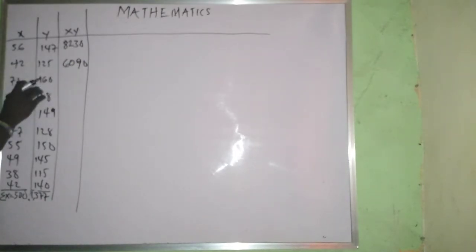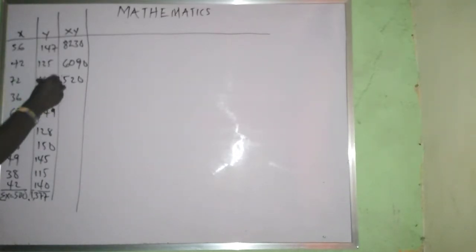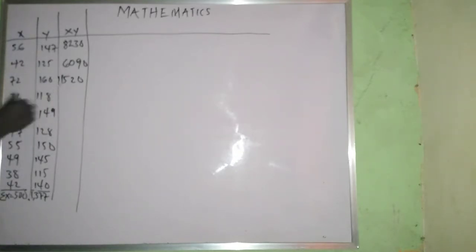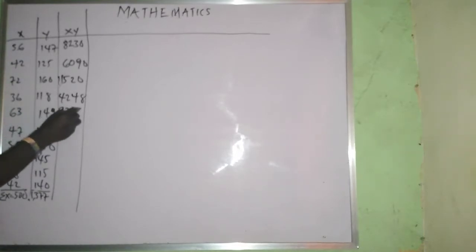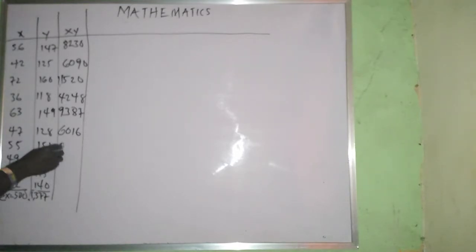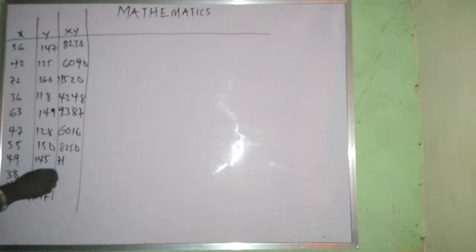This times this, I'll be having 61, 2, 5. It means I'll be having 1, 1, 2, 5. This times this, I'll be having 4, 2, 8, 2. This times this, I'll be having 9, 3, 8, 7. This times this, I'll be having 6, 0, 1, 6. This times this, I'll be having 8, 2, 5, 0. This times this, I'll be having 7, 1, 0, 5. This times this, I'll be having 4, 3, 7, 0.